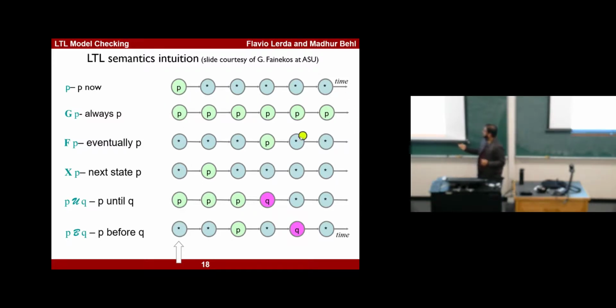Indeed it does, right? P is always true in this very simple trace because that's the only atomic proposition we are looking at.